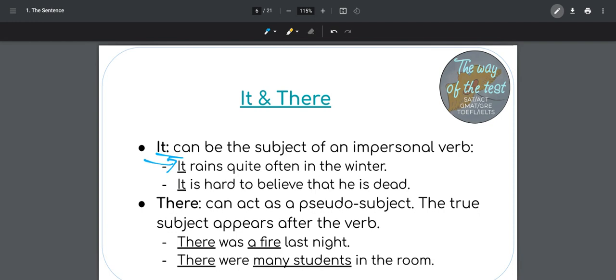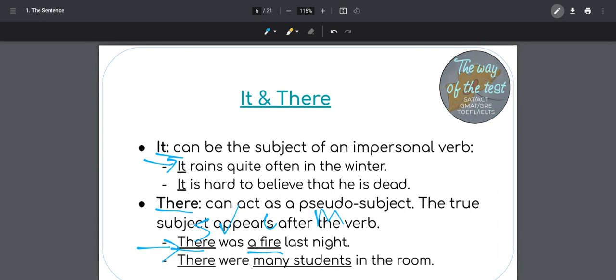Now, the same thing happens with "there is" and "there are," in which "there" becomes a pseudo subject, which means it grammatically acts as a subject, syntactically, meaning in the position in which it appears is the subject. So when you say "there was a fire," "there" is acting as a subject, so there's the subject, there's the verb, there's the complement, and there's the modifier. But if you think about it, the actual subject is the fire, the thing that we're describing. But grammatically, syntactically, "there" is the subject.